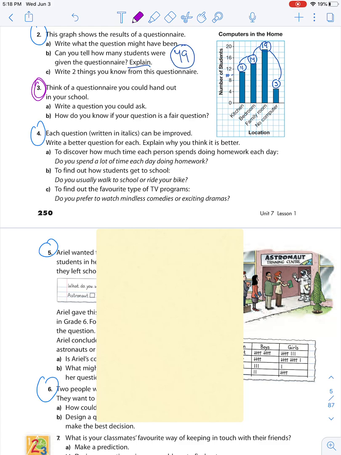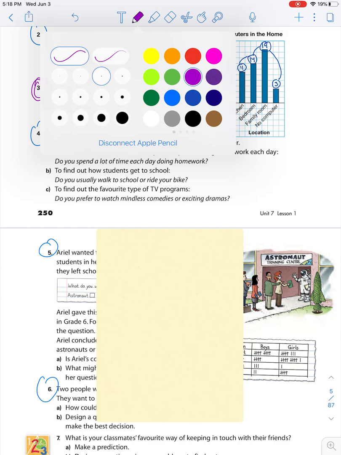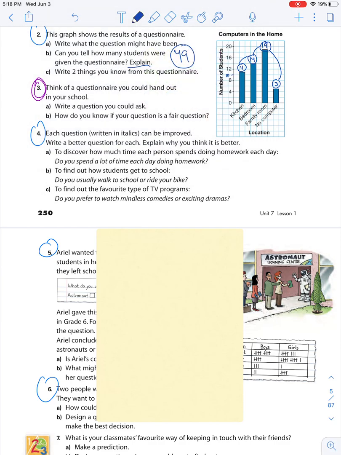Okay, each question written in italics can be improved. Write a better question for each. Explain why you think it is better. Okay, to discover how much time each person spends doing homework each day: Do you spend a lot of time doing homework each day? Okay, that's a bit of a problem because they said a lot, right?